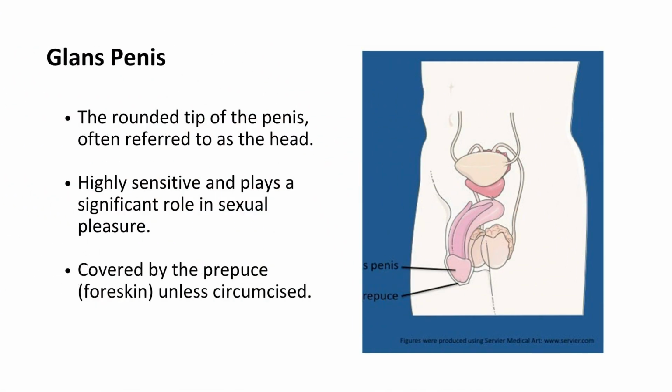Glans penis, the rounded sensitive tip of the penis. It is often referred to as the head of the penis and is highly sensitive to touch, which contributes to sexual pleasure. The glans is typically covered by the foreskin, prepuce, in uncircumcised males.